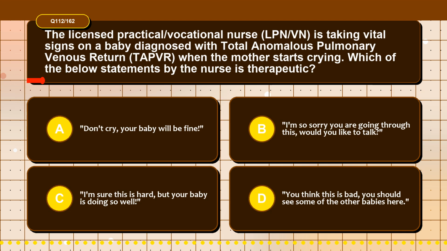Question 112. The licensed practical/vocational nurse (LPN/VN) is taking vital signs on a baby diagnosed with total anomalous pulmonary venous return (TAPVR) when the mother starts crying. Which of the below statements by the nurse is therapeutic? Option A: Don't cry. Your baby will be fine. Option B: I'm so sorry you are going through this. Would you like to talk? Option C: I'm sure this is hard, but your baby is doing so well. Option D: You think this is bad? You should see some of the other babies here.